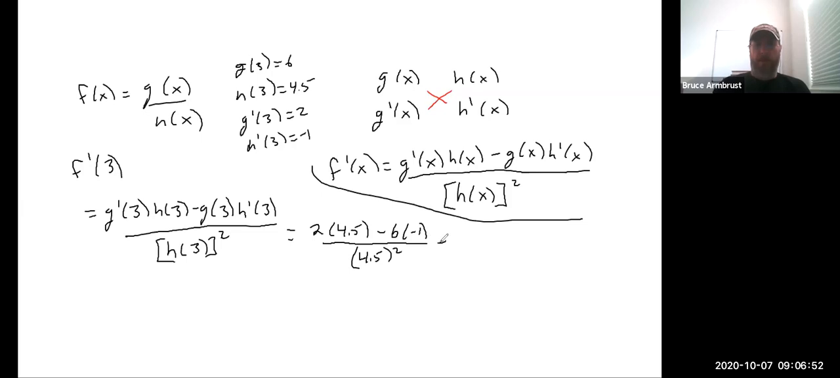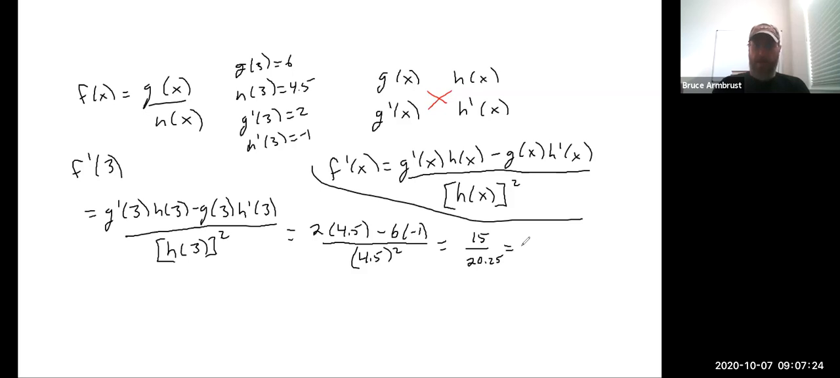All right, so now it's just a matter of doing the numbers. So 2 times 4.5 is 9. -6 times -1 is +6. So 9 plus 6 is 15. And that's going to be over 4.5 squared. So that should be 20.25, I believe. Definitely check me on that, though.